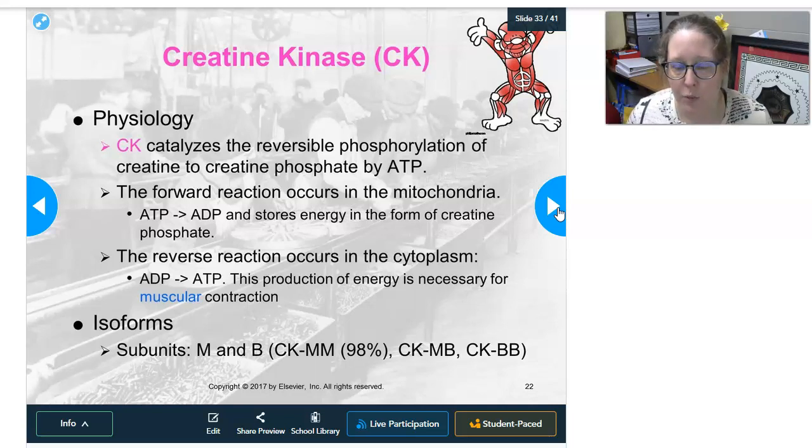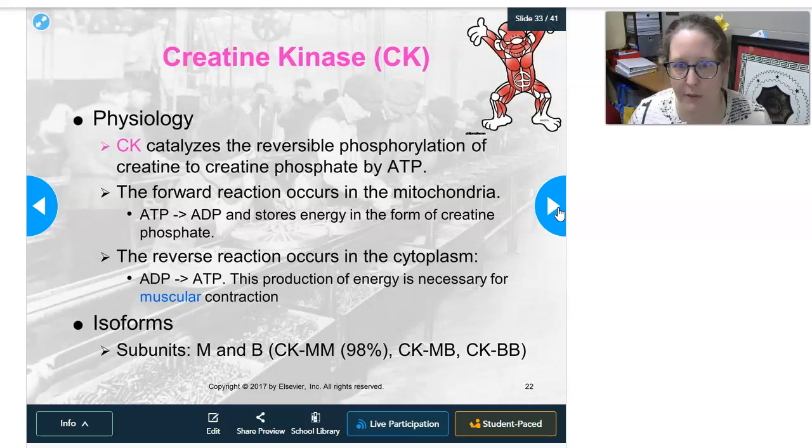The forward reaction will occur in the mitochondria. That's the ATP to ADP with the production of creatine phosphate. That's where that phosphate is going, and that energy gets stored in the muscle in the form of creatine phosphate. The reverse reaction will occur in the cytoplasm, where ADP is made back into ATP, and this production of energy is necessary for your muscular contractions.